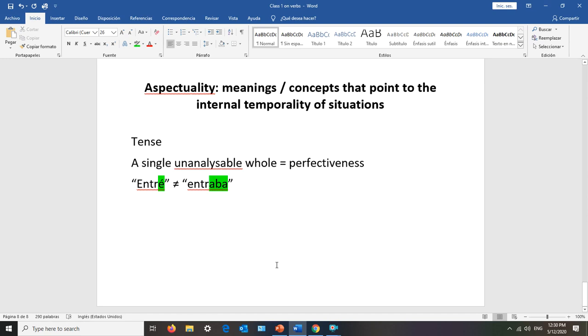right? Imperfective meaning, in which we only capture one segment of the situation. We have no indication as per its beginning or its end, but it's like making a snapshot of the situation as it was unfolding. Entraba, that is, right? So Spanish is an example of a language that has aspect and notions of perfectiveness and imperfectiveness grammaticalized in its verbal morphology. All right?